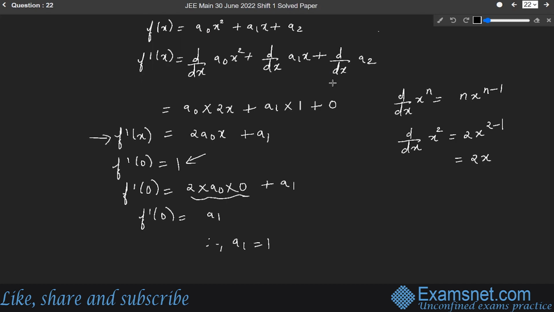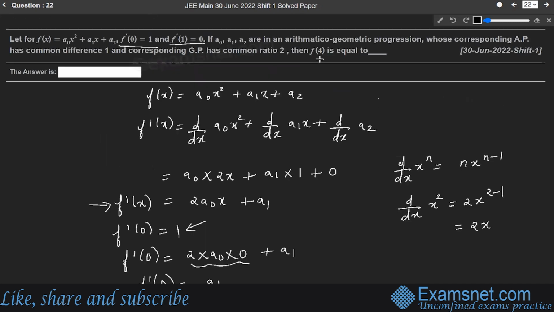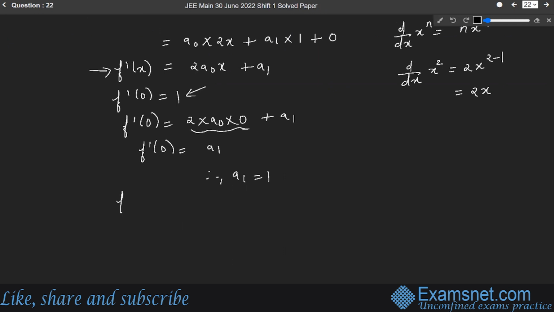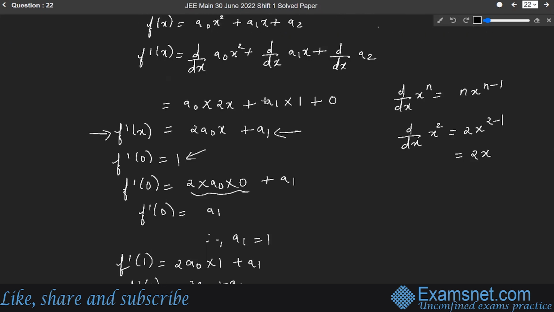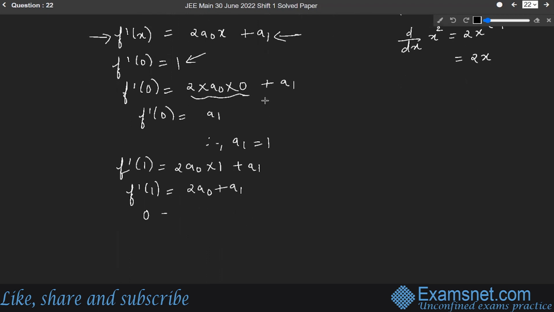Similarly, one more expression is given here, which is f dash 1 is equal to 0. So let us find f dash 1. When we put x is equal to 1 in this expression, we have 2a0 into 1 plus a1, right? So f dash 1 will be equal to 2a0 plus a1. Now what is the value of f dash 1? It is equal to 0. It is already given in the question. So we can write 0 is equal to 2a0 plus a1.